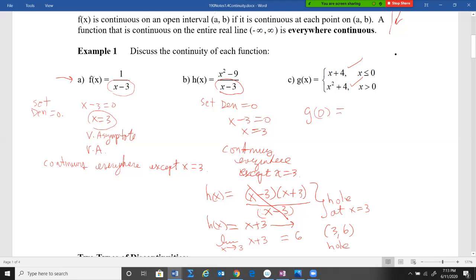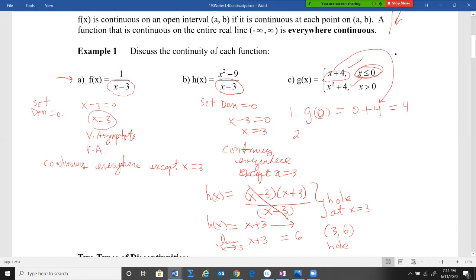What is g of 0? According to this, it's equal to 0 plus 4. That's this function right here. Then use this piece because this is the domain. And my value that I'm using here is a 0. That's in this set. So I use this piece, put it in here, and I get a 4. Okay, so that's condition 1. The function is defined at that point 0.